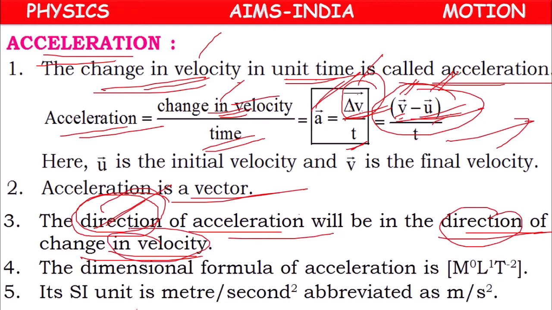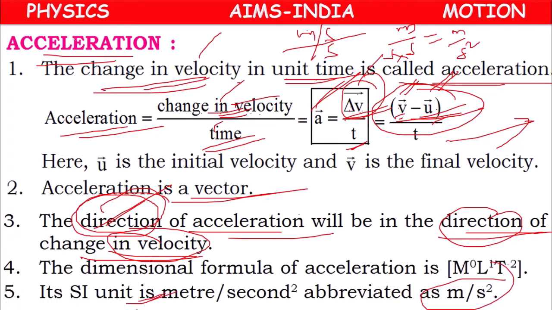So here change in velocity means velocity minus velocity. Its unit will be meter per second, because change in velocity is also one kind of velocity. Unit is meter per second divided by time, means second. Means meter per second into second, or meter per second square. Meter per second square is the SI unit of acceleration.